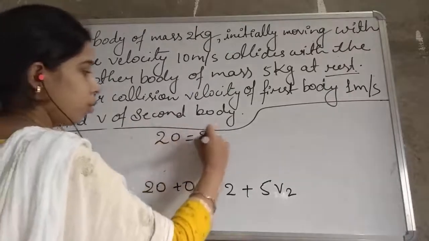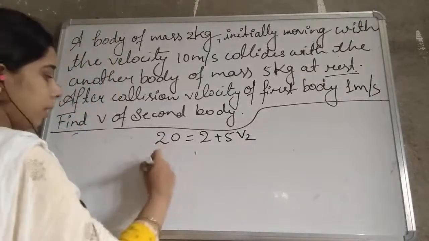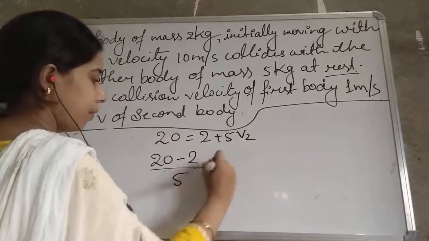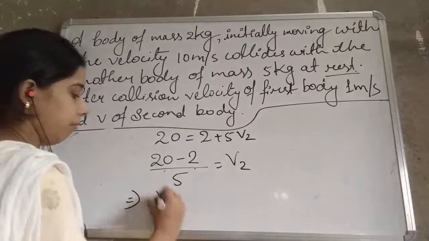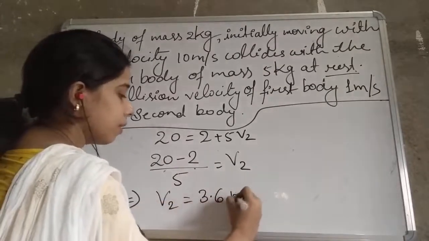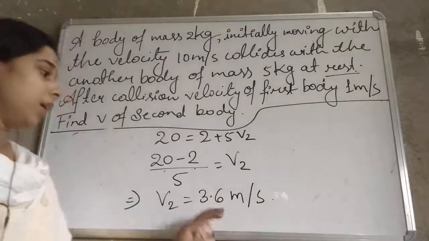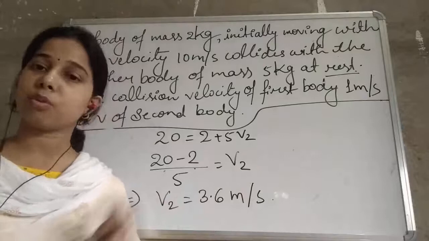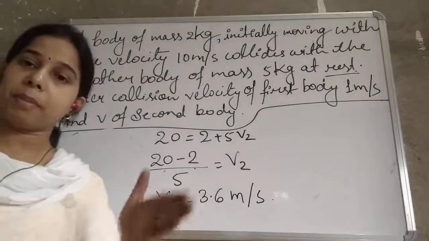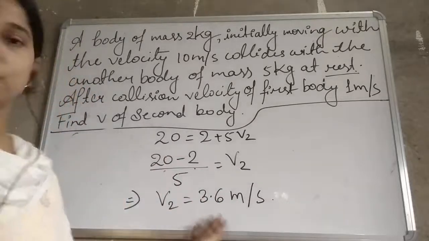20 is equal to 2 plus 5 v2, or 20 minus 2 upon 5 is equal to v2. So v2 is equal to 3.6 meter per second. Always mention the unit. So by using the law of conservation of momentum formula, that is initial momentum is equal to final momentum, m1 u1 plus m2 u2 is equal to m1 v1 plus m2 v2, we are able to solve this numerical.